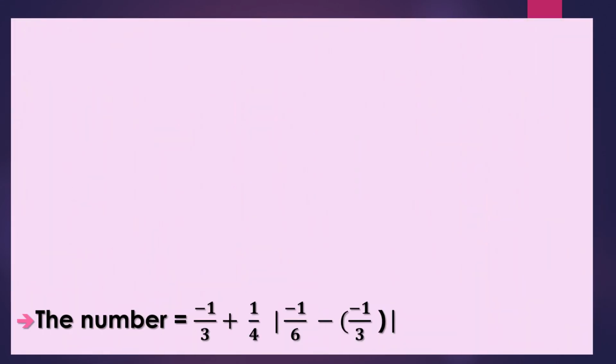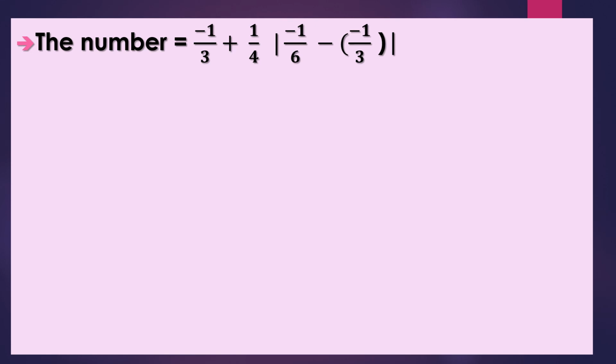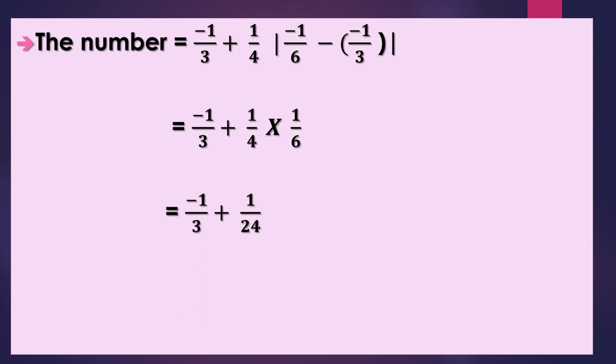Negative 1 over 3 plus 1 over 4, in the absolute value negative 1 over 6 minus negative 1 over 3, negative 1 over 3 plus 1 over 4 times 1 over 6. By getting the result of the multiplication first, then adding to the number, negative 1 over 3 plus 1 over 24, which is equal to negative 7 over 24. So the number lying 1/4 of the way between those two numbers from the side of the smaller will equal negative 7 over 24.